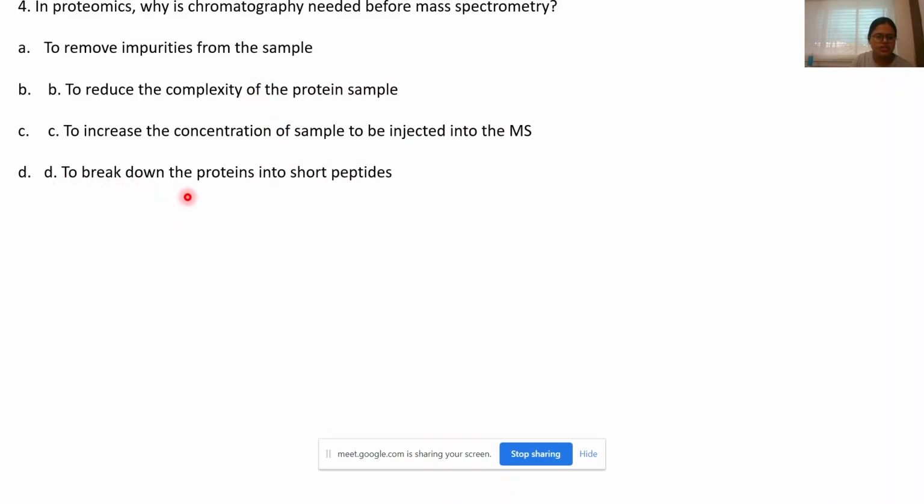And definitely, it does not break down proteins into short peptides. You need some protease or some chemical denaturing methods to break the proteins. The chromatographic method does not help in breaking down the proteins to short peptides. So, this option is completely incorrect.